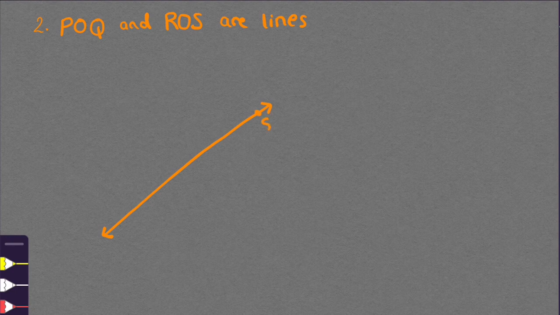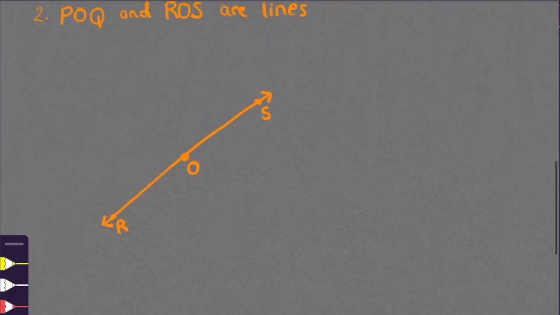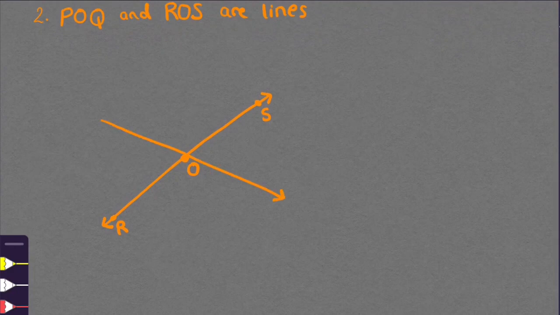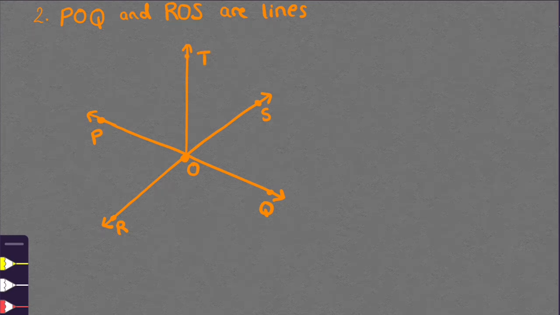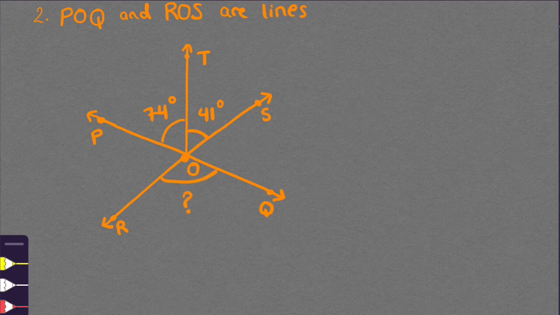From here to here, it's one straight line, ROS, and then another straight line going this way, POQ, and there is one straight line going up, which is called T. There are some angles that are given to us. This one is 41 degrees. This one is 74 degrees. This one we don't know, and the rest we don't know.